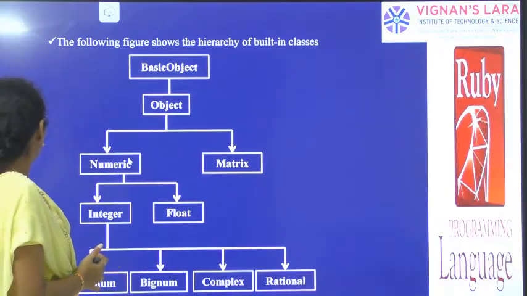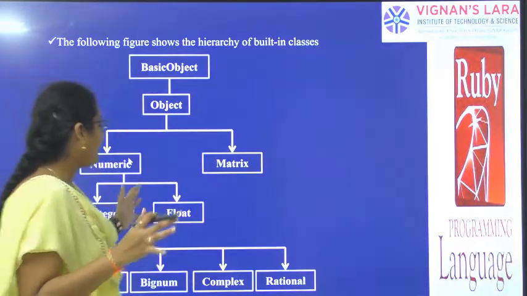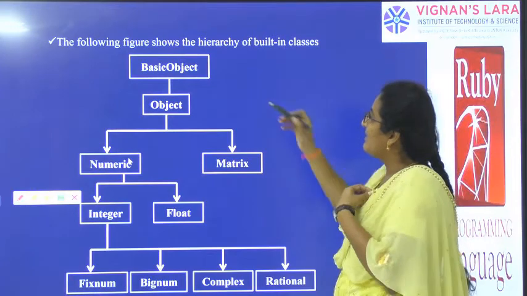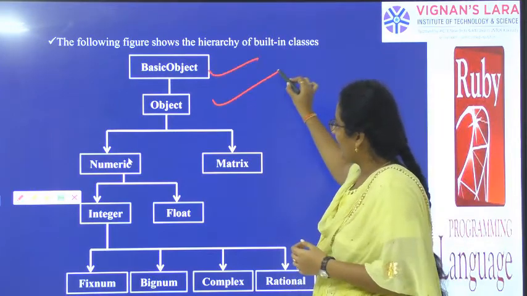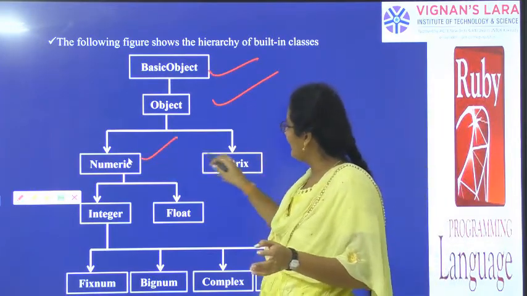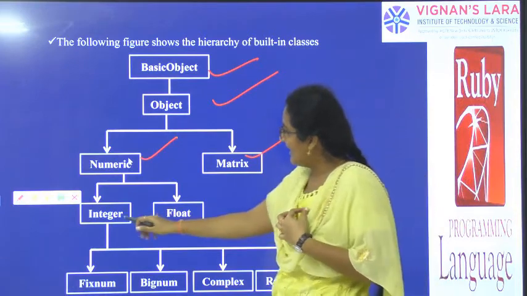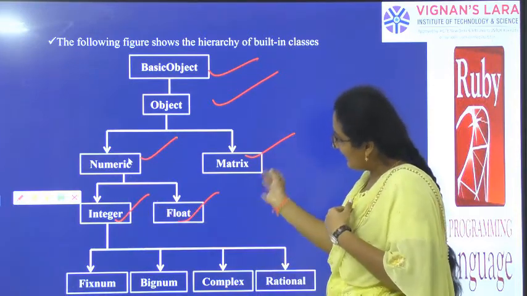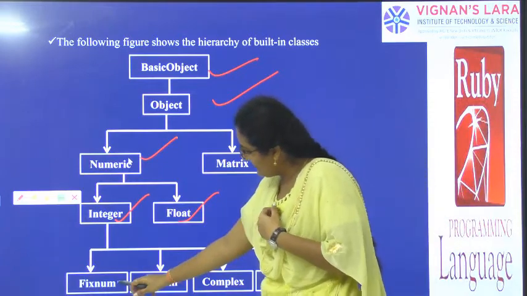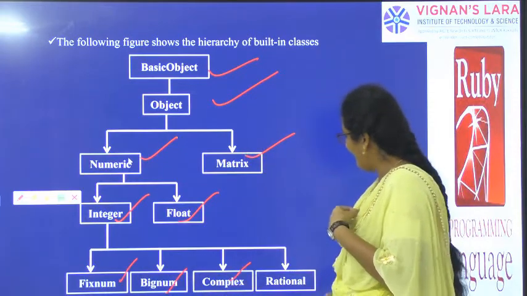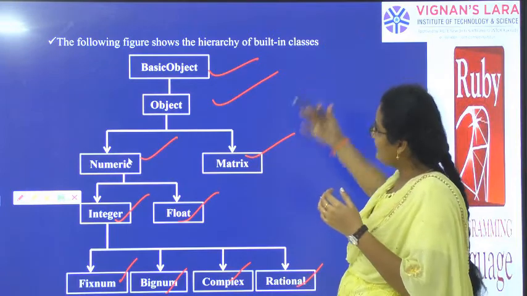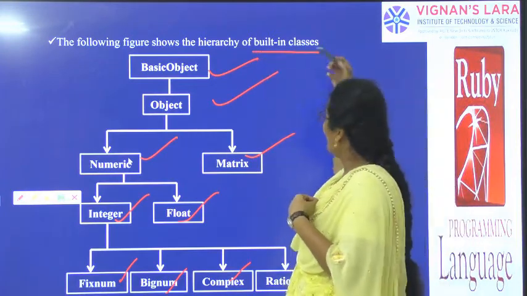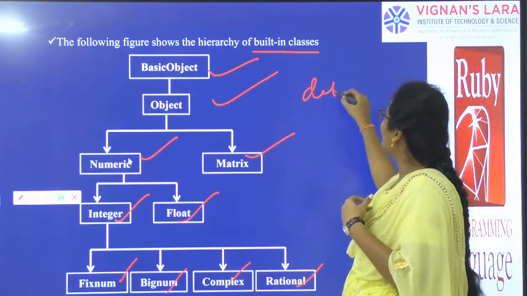So see what the hierarchy is, how this numeric data type came. First we have objects that are divided into numerics and matrix. Then numeric is again divided into integer and floating point. That integer is again divided into fixed number, big number, complex number, rational number. This is the hierarchy of some built-in classes. We can call it a built-in class, we can call it a data type.